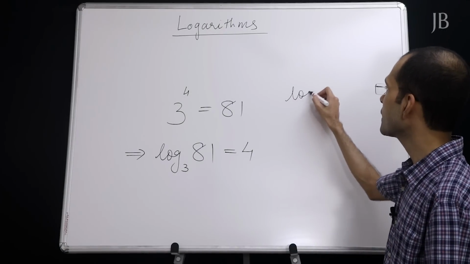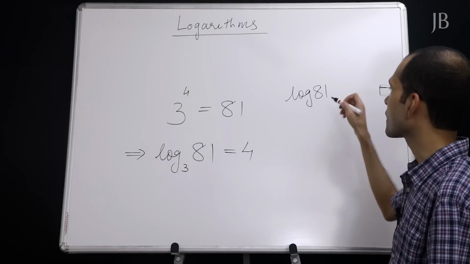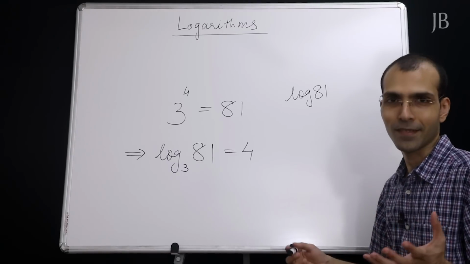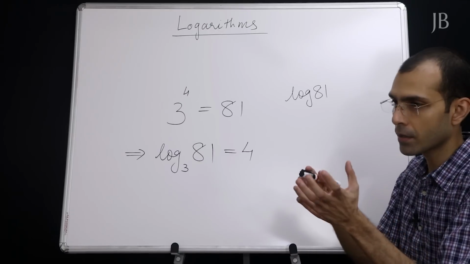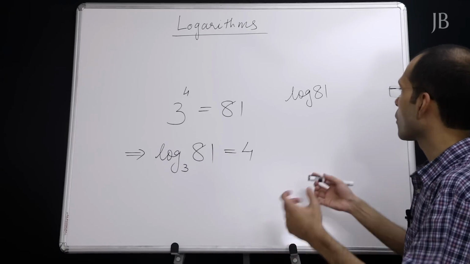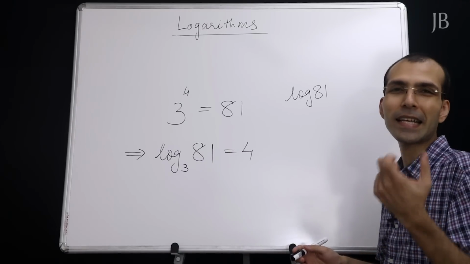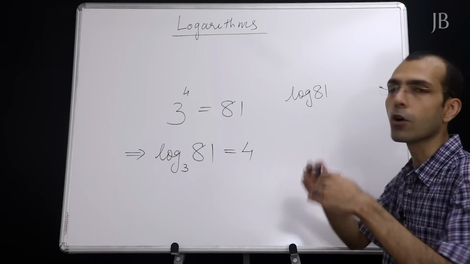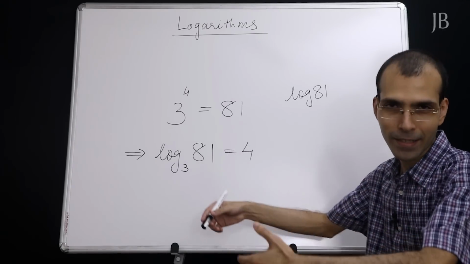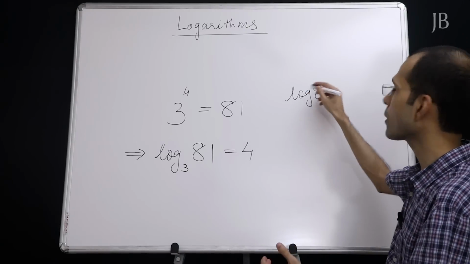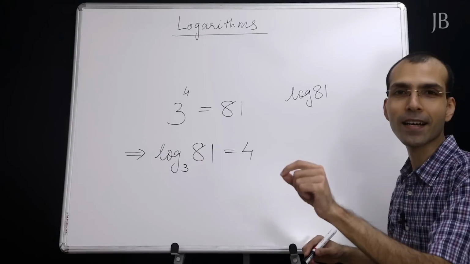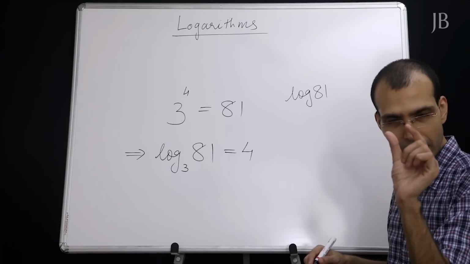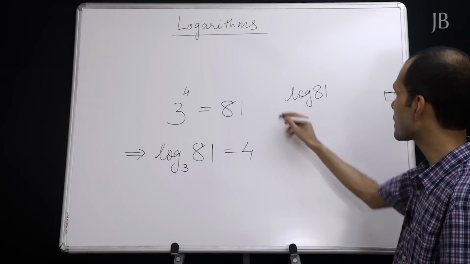Now please understand, this log 81 is a single word. It is not log into 81. You can't multiply a word with some number. So log 81 is a single word, it's a single entity. It stands for log of 81. Instead of writing that, we just say log 81. Like in trigonometry, you might have come across sine theta, sine x. They are single entities. So the same thing applies for log.